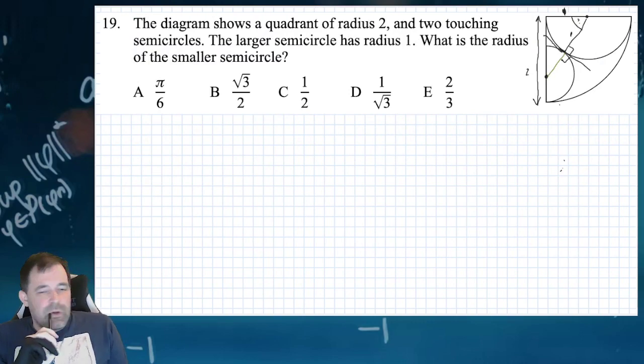So this is the one we couldn't do. The diagram shows a quadrant of radius 2 and 2 touching semicircles. The larger semicircle has radius 1. What is the radius of the smaller semicircle? In theory, I've got an hour and a half to do this. I've got 13 minutes left according to my stream timer.